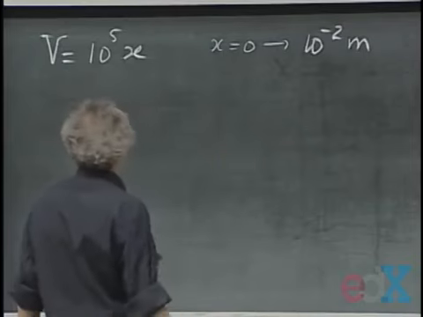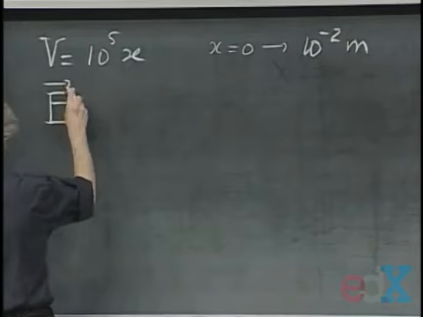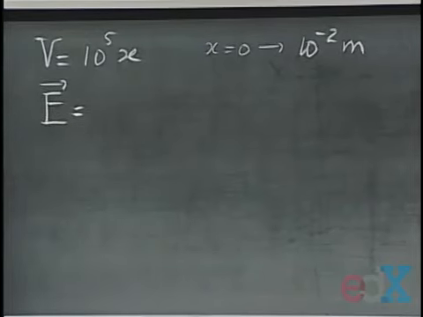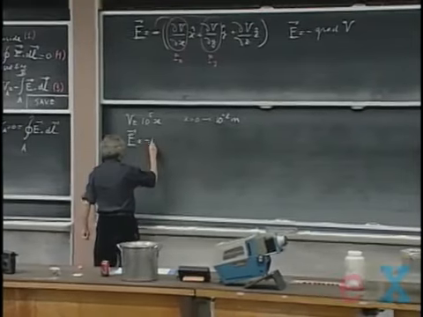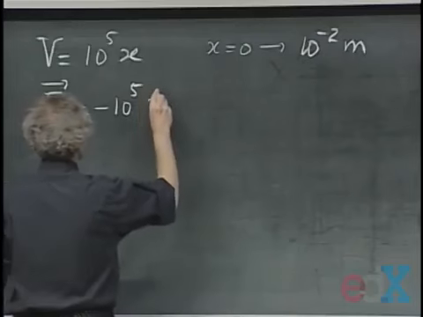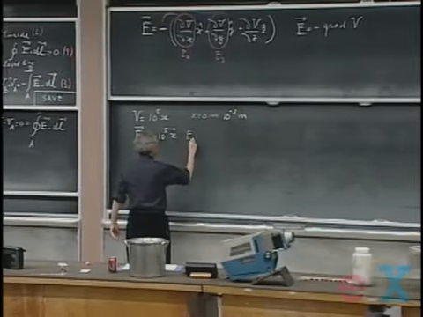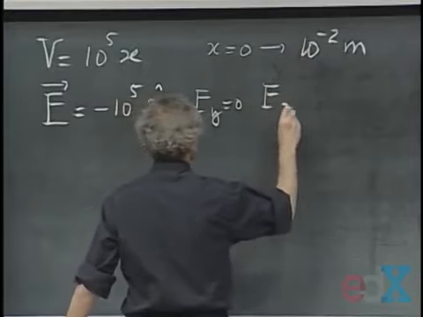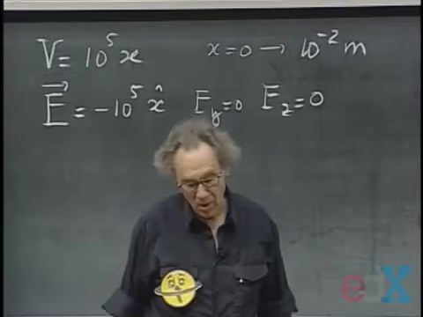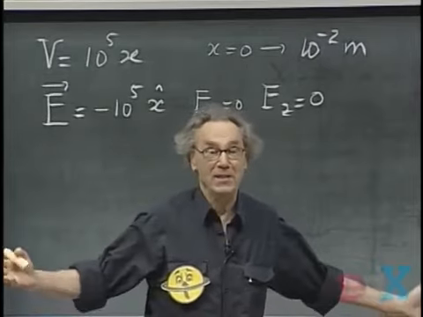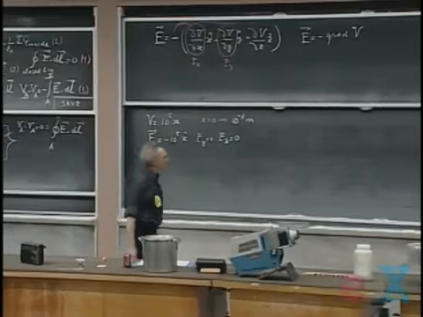Well, the electric field, I go back to my description there, there's only a component in the x direction, so the first derivative becomes minus 10 to the 5th times x roof, and the others are 0. So Ey is 0, and Ez is 0. So you may say, well, nice mathematics, but we don't see any physics. This is more physical than you think.